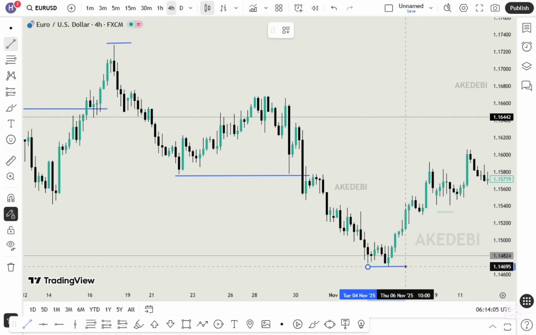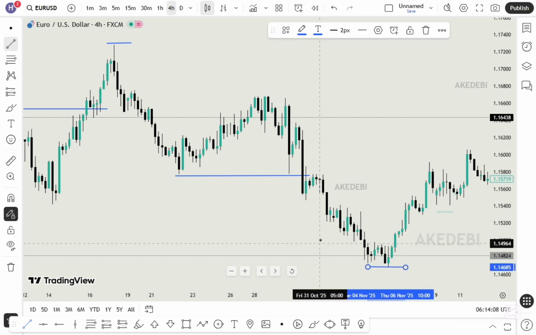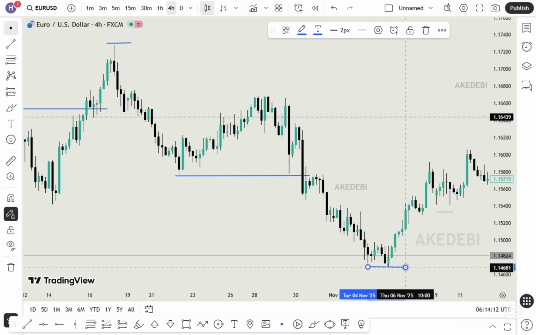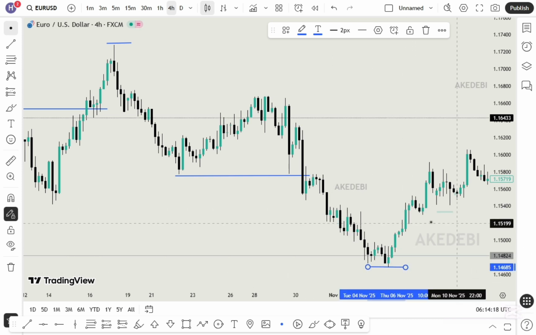And you know, there's a huge amount of money gathering in this zone. So when the market comes down, it sweeps out the whole money here and puts it back into the market. And the market becomes rich.